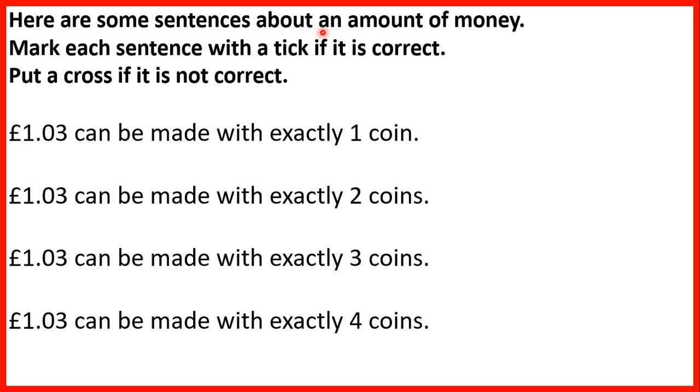Here are some sentences about an amount of money. Mark each sentence with a tick if it is correct, put a cross if it is not correct. First, £1 3 pence can be made with exactly 1 coin. That's not correct because there's not a £1 3 pence coin. Now, £1 3 pence can be made with exactly 2 coins. That's not correct either, because though we have a £1 coin, we do not have a 3 pence coin.